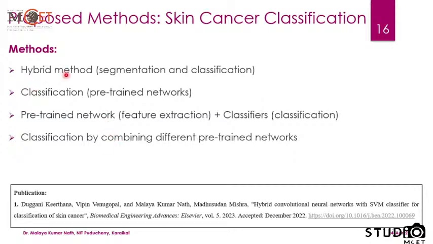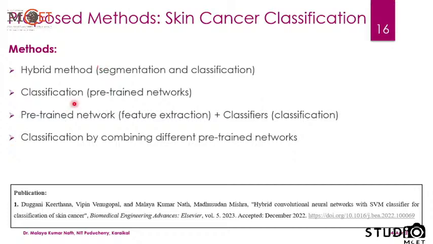What is this hybrid-based method? In the hybrid-based method, we segment the skin cancer with a U-Net architecture, which is nothing but a segmentation algorithm. Then the result is fed into the classifiers, and here we use the DenseNet network for the classification. Next, we use the pre-trained networks. In MATLAB, there are 19 pre-trained deep neural networks, and we use the transfer learning concept to identify the skin cancer with these pre-trained networks.